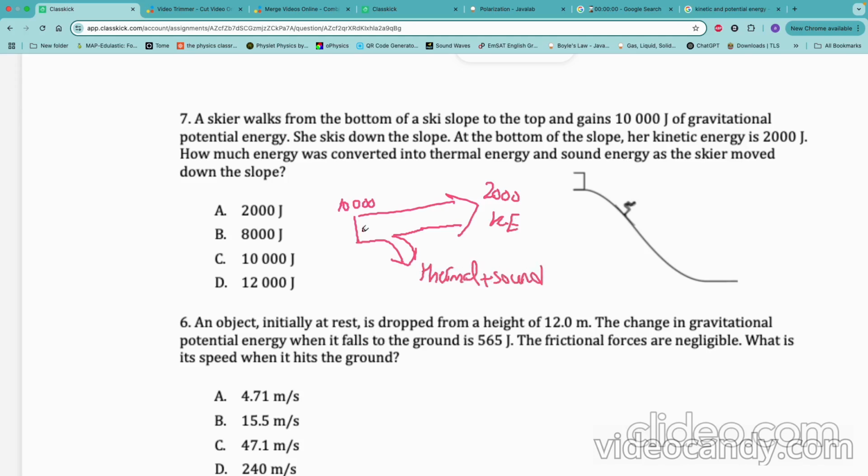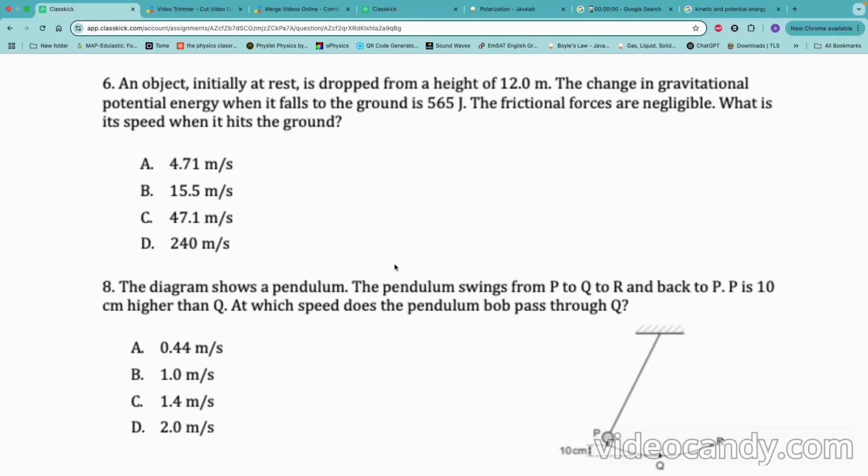We agreed total input has to be equal to total output. So if useful is 2,000, what is the rest? Thermal and sound. So an easy way: subtract 10,000 minus 2,000, it gives 8,000 joules. So option B.